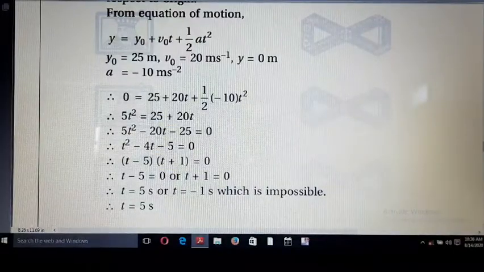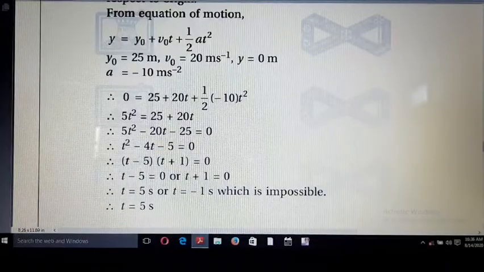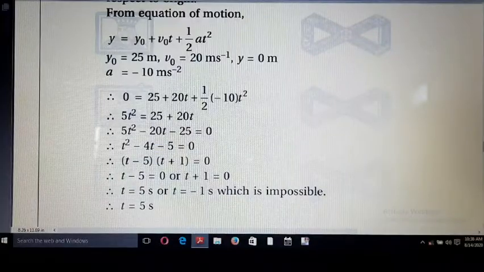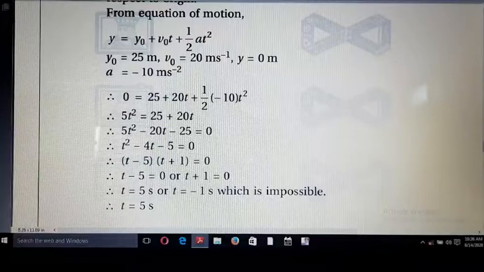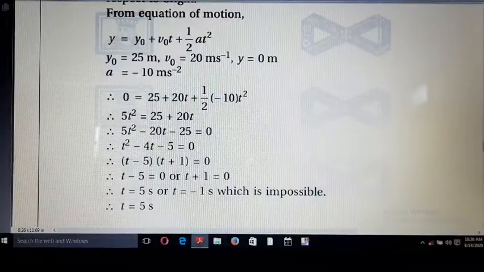So friends, this is a very important example. Write it down 2 and 3 times and prepare this example. It is very useful in our exam.